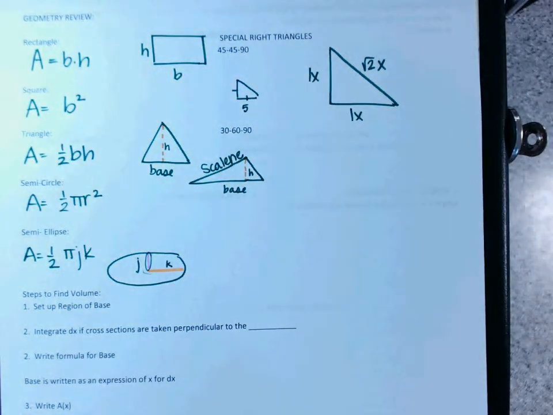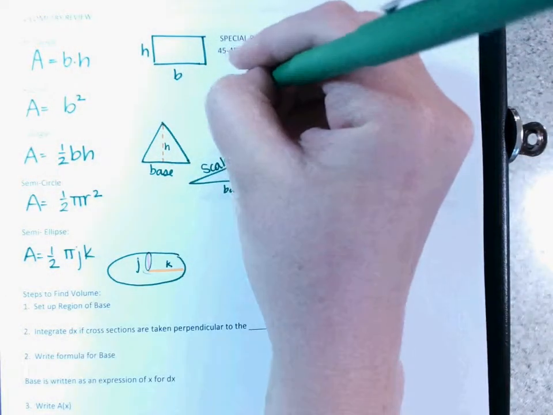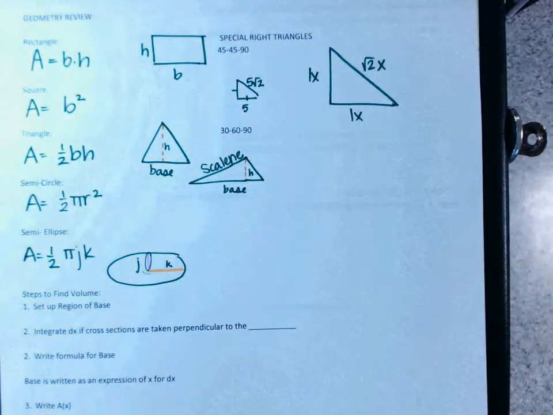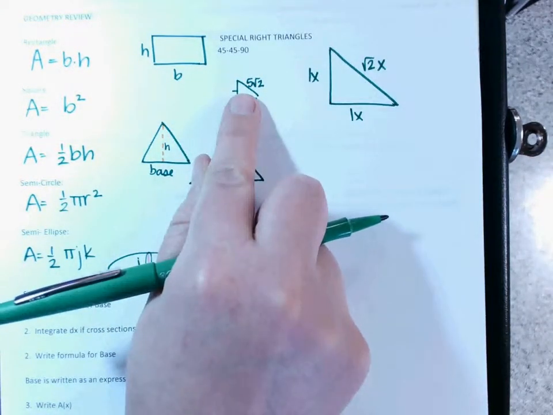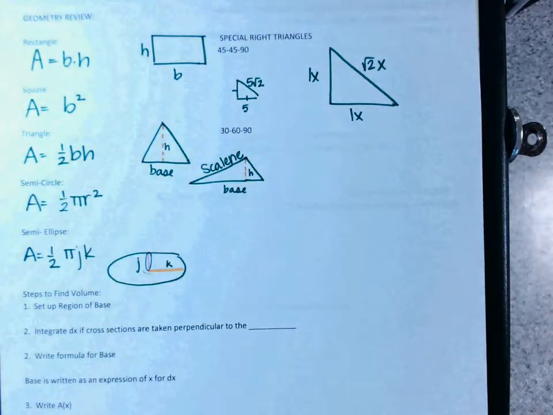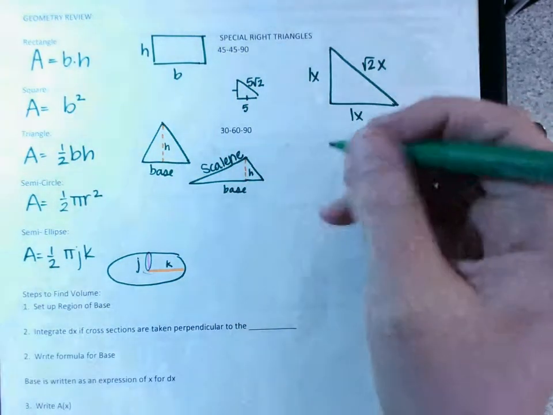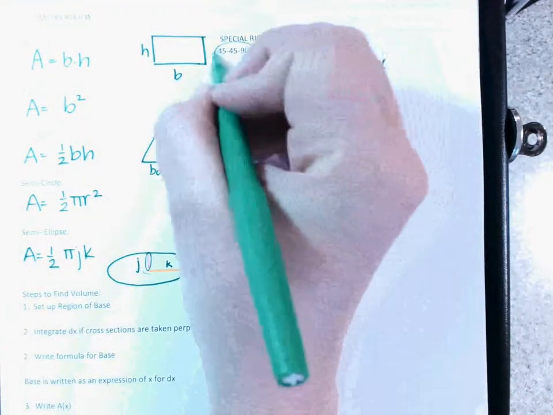Then what's the other side? 5 root 2. Yeah? What if these sides were 7? Then that side would be 7 root 2. Good? Okay? All right, let's do a 30, 60, 90 now.